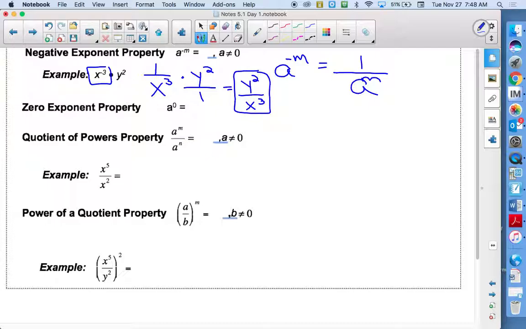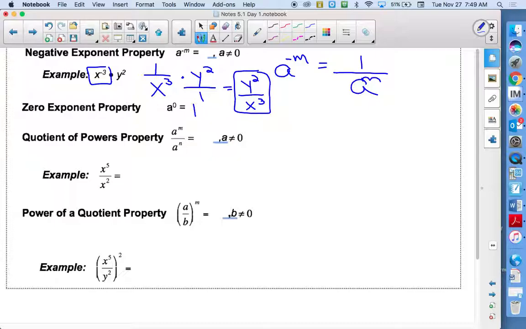The next property is the zero exponent property. What happens when you have anything to the 0 power? Julian? It equals 1. It doesn't matter what the number is. Anything to the 0 power is equal to 1. And you actually learned that back in 5th grade, which is kind of weird to think that's when you learned that property. But 5th grade is when you're taught about the 0 exponent property.